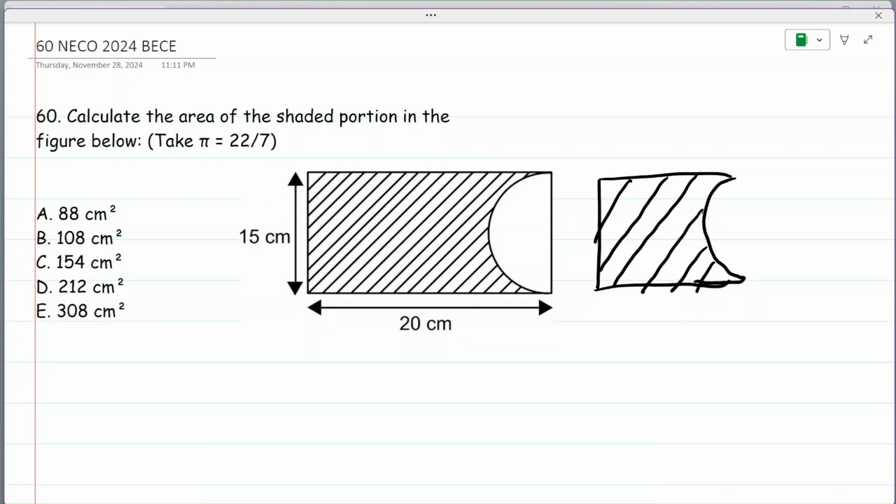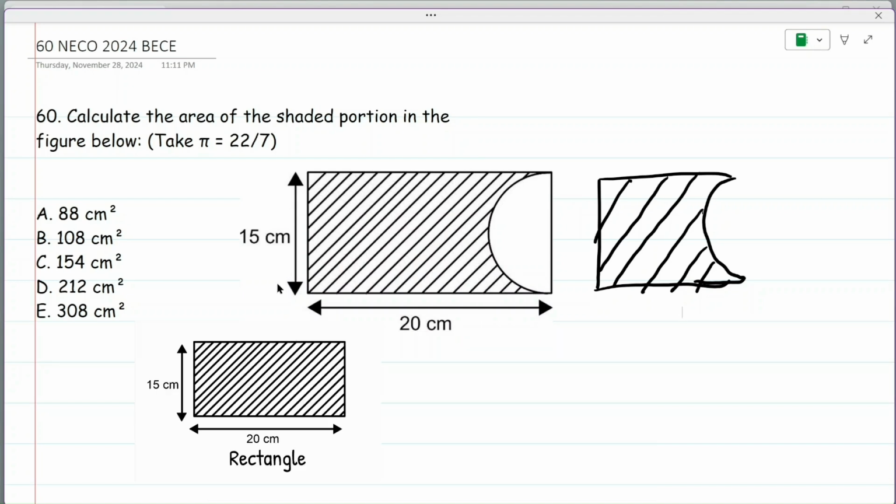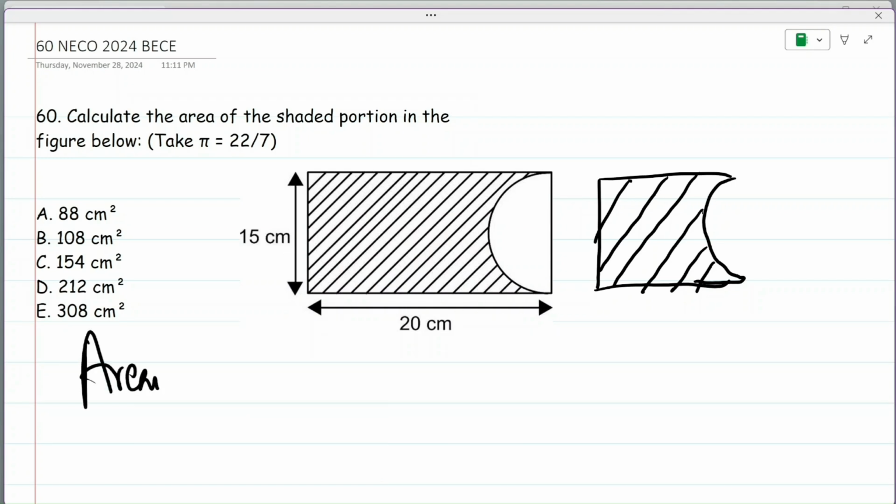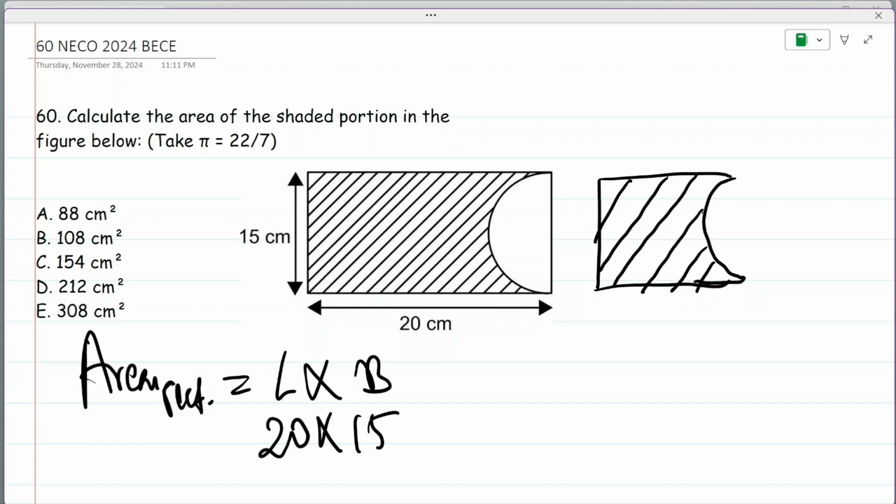We know we have our rectangle as 15 by 20. The breadth is 15 and the length is 20. So area of rectangle equals length times breadth, and our length is 20 and breadth is 15. 20 times 15 is 300, and the unit is centimeters square. That's the area of this rectangle.